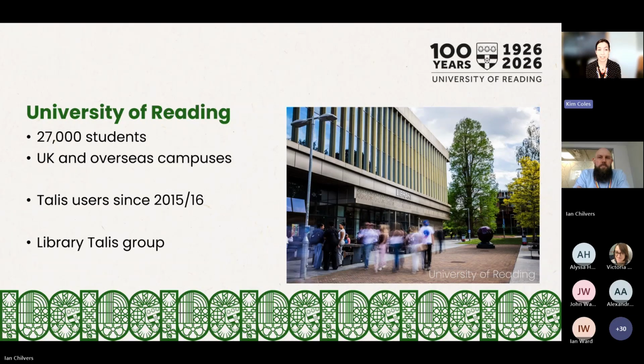So the standard contextual slide about the university. The University of Reading is based in the centre of Reading. We have two small campuses in Reading, but we also have a number of overseas campuses, 27,000 students in total. We've been using Talis at the university since around 2015-16, so it slightly predates our experience with Talis, I think, but we also use digitized content. So we have the reading lists side, and we also have the scans and the digitized content side as well.